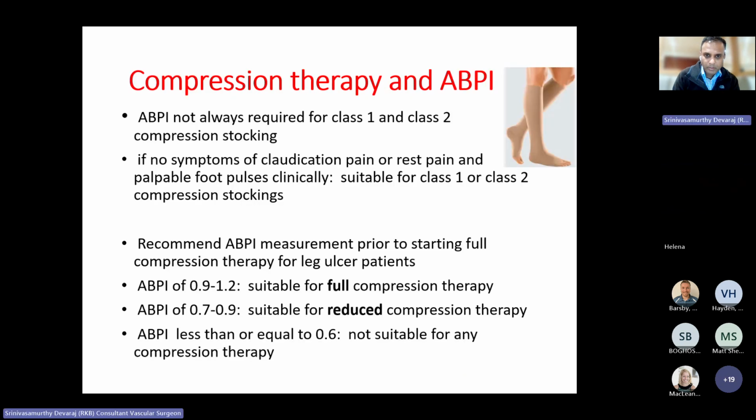So that's all about peripheral arterial disease. If there are no further questions or anything, we can move on to the next topic, which is varicose veins. Are you all happy with that?